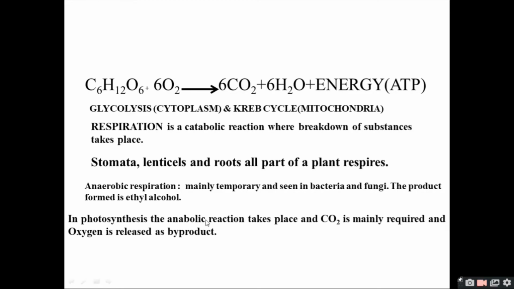In photosynthesis, the anabolic reactions take place and CO2 is mainly required. So this is how photosynthesis is different from the respiration process in plants, because in photosynthesis the CO2 is required. So whatever we can see here, the CO2 plus H2O is basically required for the production of glucose in case of photosynthesis.